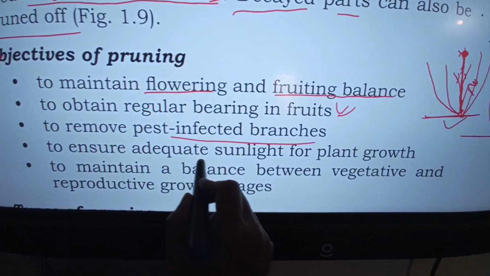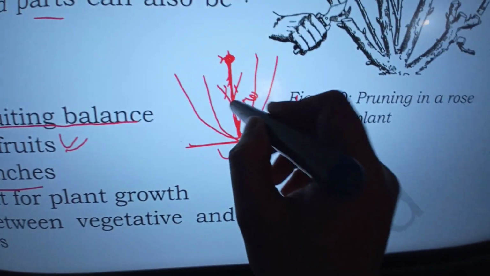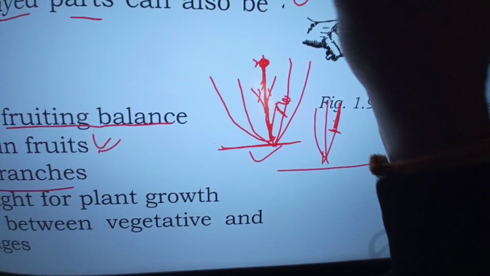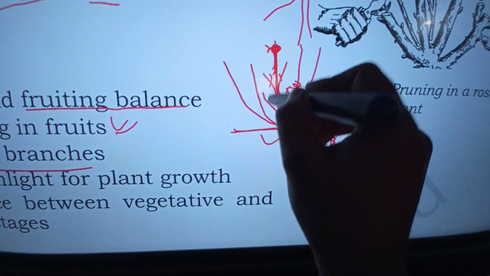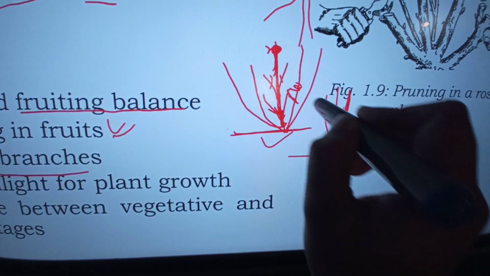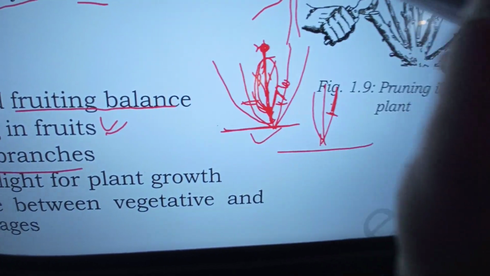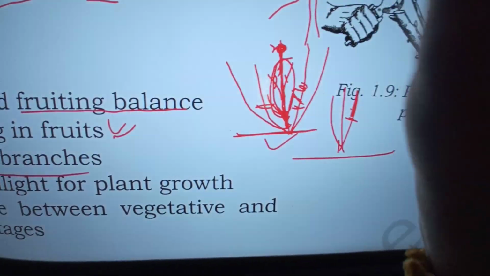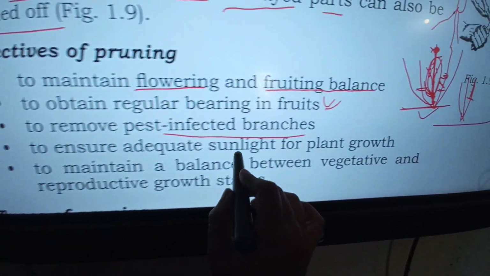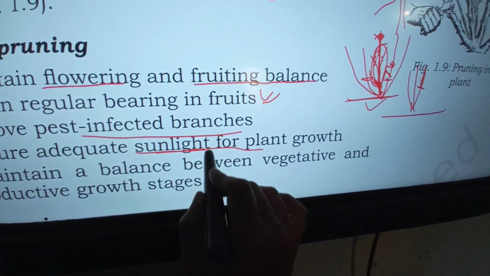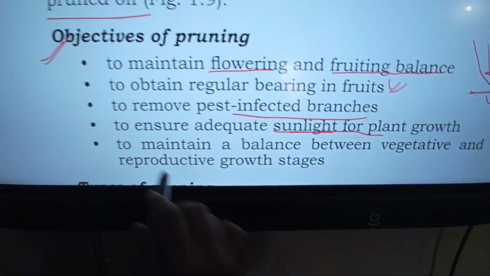To ensure adequate sunlight for plant growth: suppose there are 5 branches, the sunlight coming from the sun has to be distributed, and suppose there is a branch here, it will not get sunlight properly. If we cut these 2 branches, this branch will get as much sunlight as it can. So this is also a main objective of pruning. It ensures adequate sunlight for the plant, which is very useful for photosynthesis and to produce glucose food.